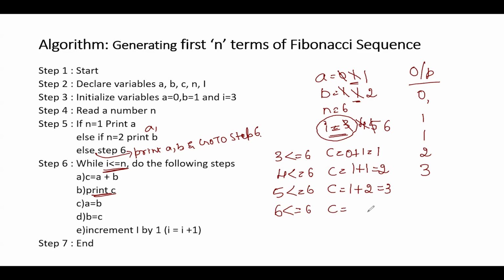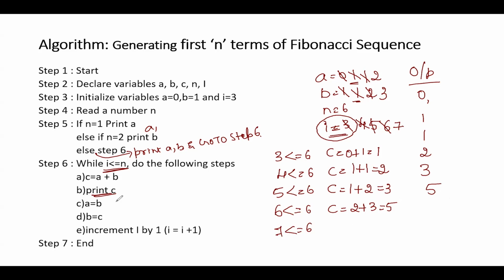Hence, C will change to C is equal to A plus B. Sorry, we didn't change the A value. So A now gets the B value and B will get the value of C. Now C is nothing but 2 plus 3, which is 5. Hence, I will print the sixth term. And then increment I by 1. So I will increment the I value to 7. When I go back to while, I'm checking whether 7 is less than or equal to 6. No, it is not true.